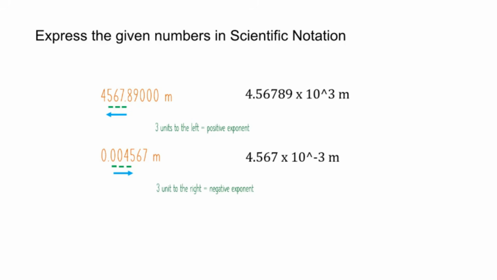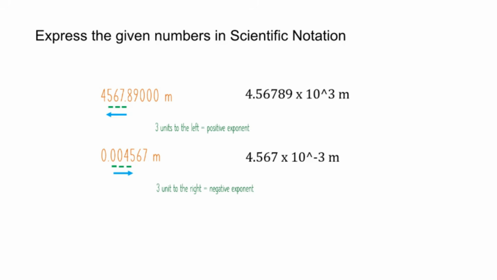For the first example, 4,567.89000 meters, the decimal point moves to the left and stops in the middle of 4 and 5. The decimal point passed 3 units to the left, giving us 4.56789. The left movement indicates a positive exponent, giving us 10 to the power of 3.